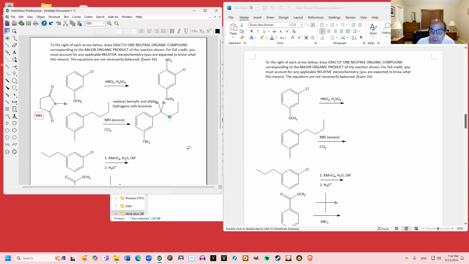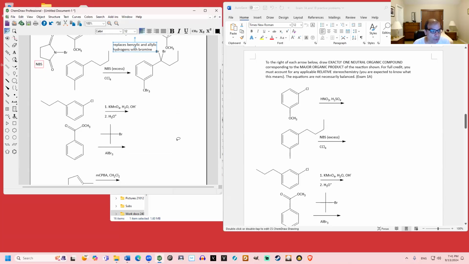It leaves those alone. So if you've forgotten the definition of benzylic and allylic, please look that up. We've given that definition in class and in the class notes. They're two words that you need to know what they mean. Benzylic basically means next to an aromatic ring. Allylic means next to a carbon-carbon double bond. Not in the double bond, but one carbon over. So I think that's the best answer.